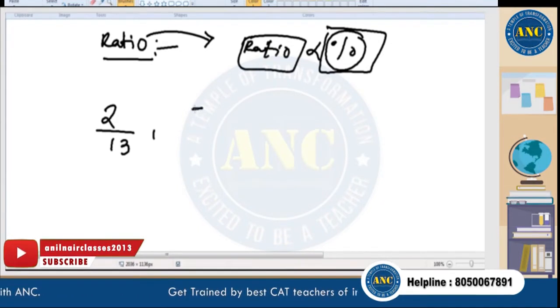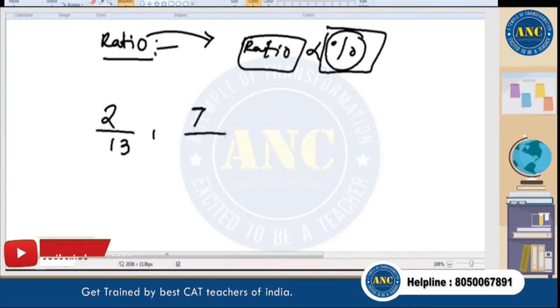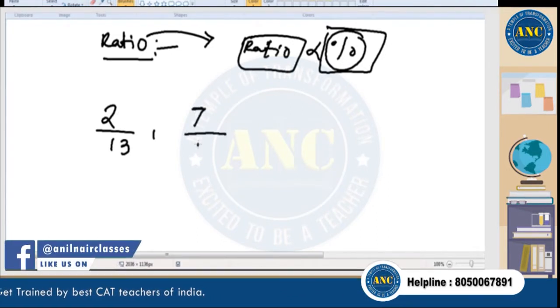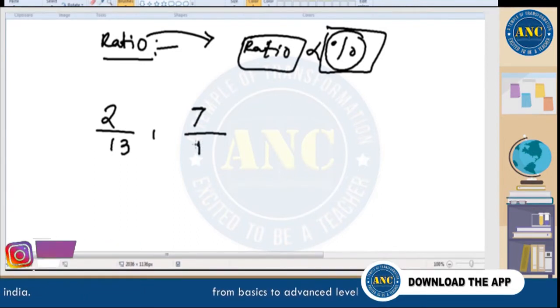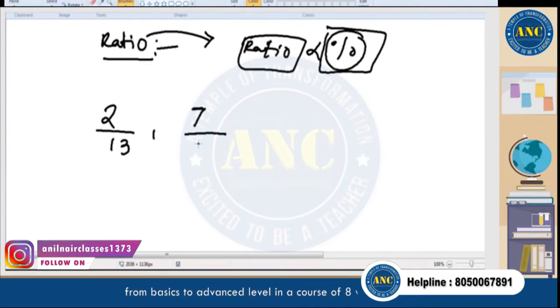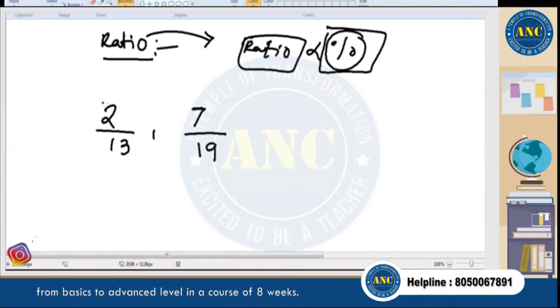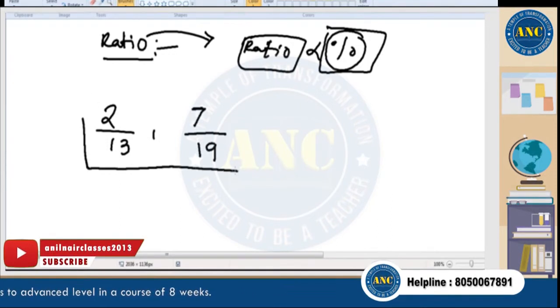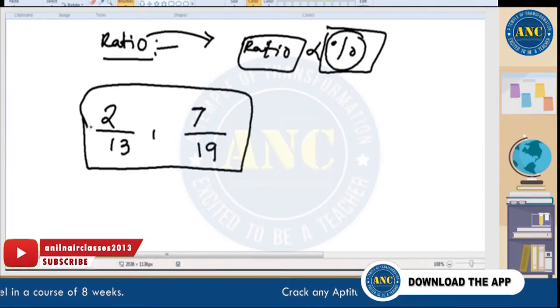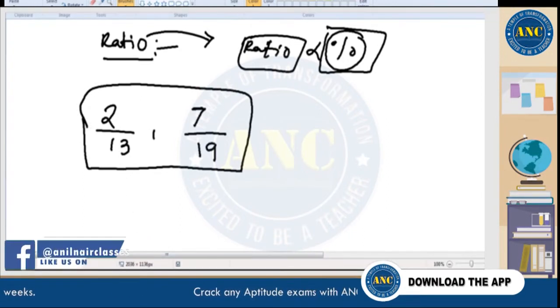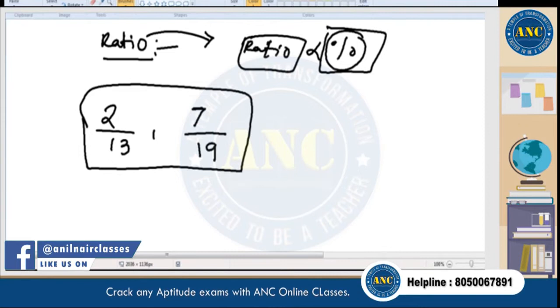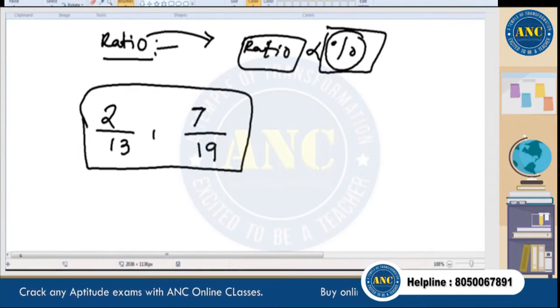The other ratio is 7 by 19. So between these two, let us assume these two are the percentage increase or percentage decrease values in terms of ratios. So between these two ratios, which ratio is greater?